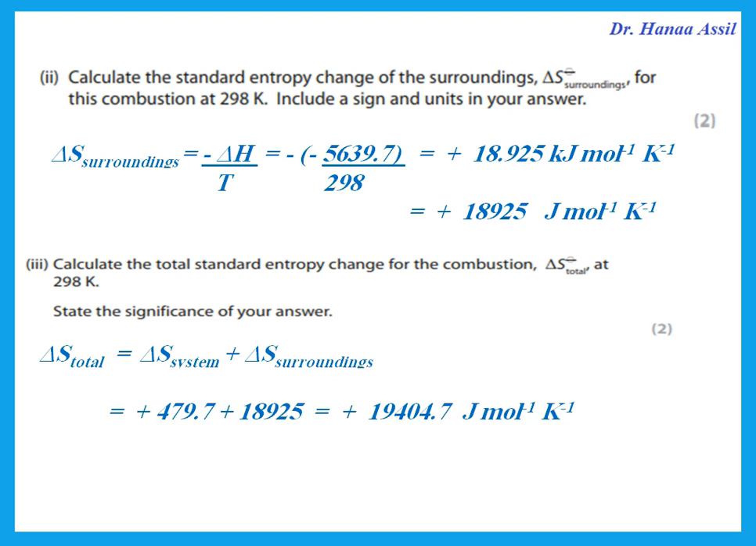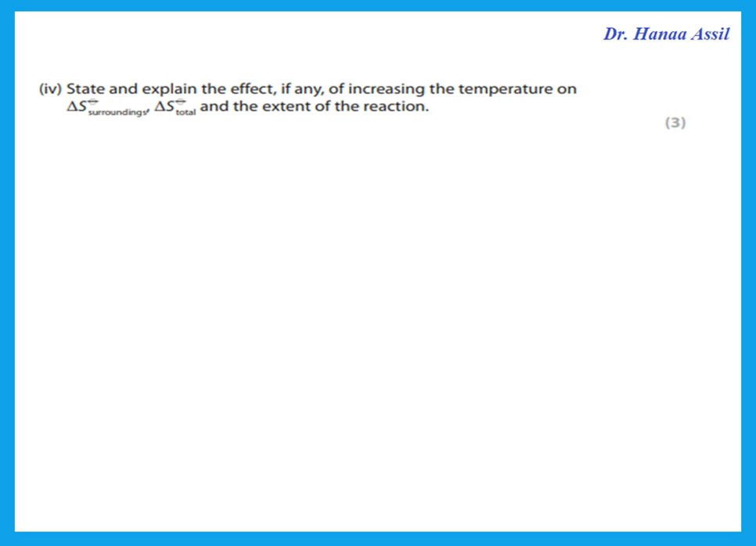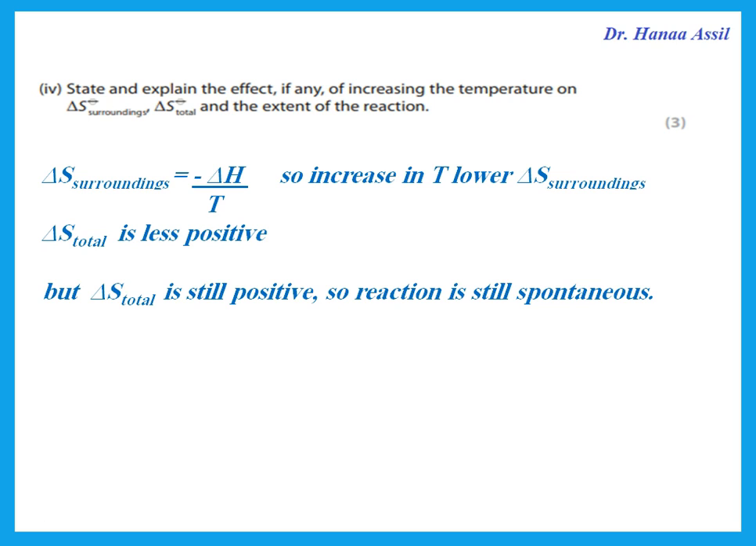He says, state the significance of your answer. The delta S total is positive, and that means that the reaction is thermodynamically feasible. That is the significance of this number. State and explain the effect, if any, of increasing the temperature on delta S surroundings and delta S total. So you should realize we said delta S surroundings is minus delta H over T, so an increase in temperature lowers the delta S of the surroundings. Now the delta S total will be less positive, but it is still positive, so the reaction is still spontaneous.